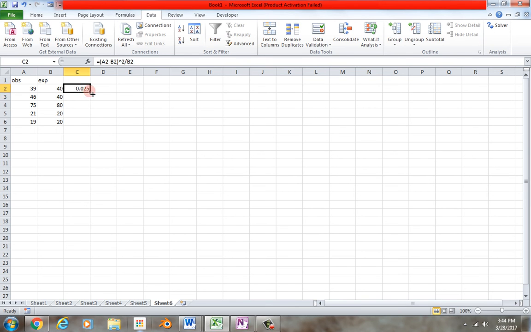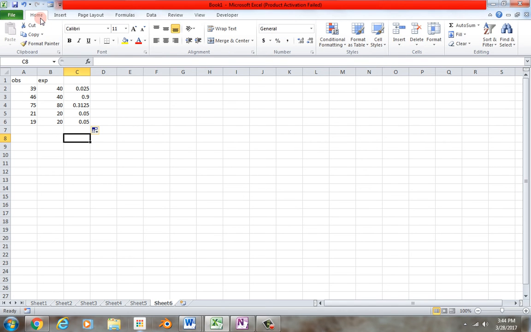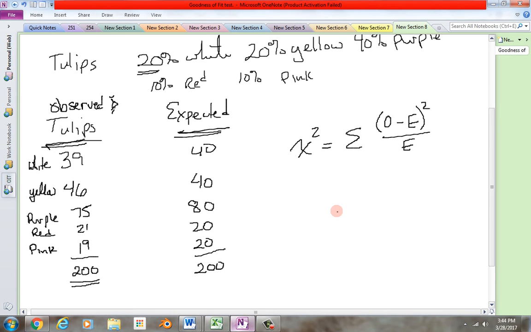Now, if you do that, click on the corner right here. See, your cursor looks like that. Now it looks like this black one. Click on that and drag it down. And then we're simply going to add up this column. So you can click on auto sum right here, for instance. And that's my chi-square value. So my chi-square value over here is 1.3375 or whatever it was.